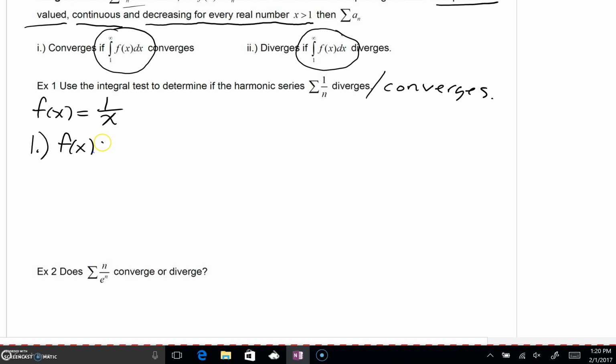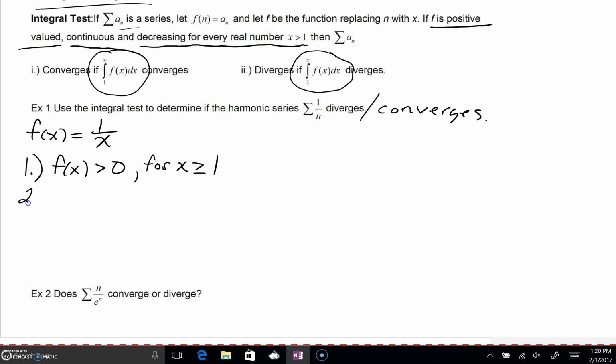Yes. F of x clearly is greater than 0 for x greater than or equal to 1. You have to make that statement because those three things that we underlined up above are going to come into play. If you're not meeting those conditions, you're not allowed to use the integral test.